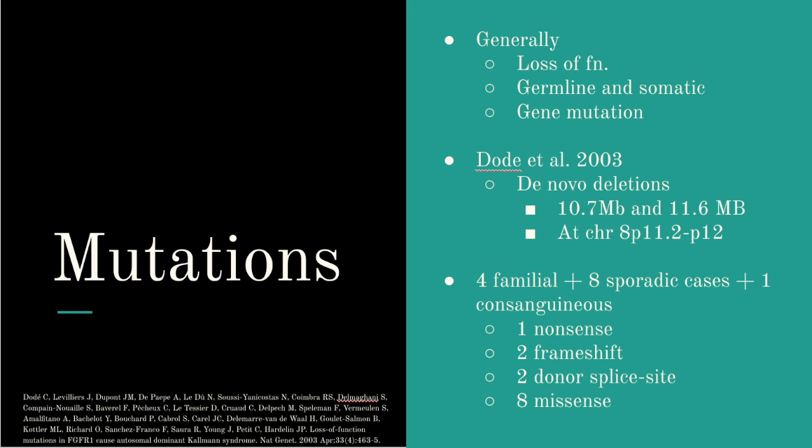In my specific article, they found de novo mutations or deletions, which kind of goes with the idea that they will be somatic, as well as in total they studied 4 familial cases, 8 sporadic cases, and 1 consanguineous case, which means that the parents were closely related, and they found that there was 1 nonsense mutation, 2 frame shift, 2 donor splice site mutations, and 8 missense mutations.